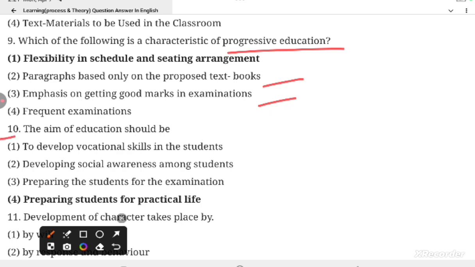Question 10. The aim of education should be. Options are: first, to develop vocational skills in the student. Second, developing social awareness among students. Third, preparing the students for the examination. And fourth, preparing a student for practical life. And the correct option is preparing a student for practical life. That is the aim of education.